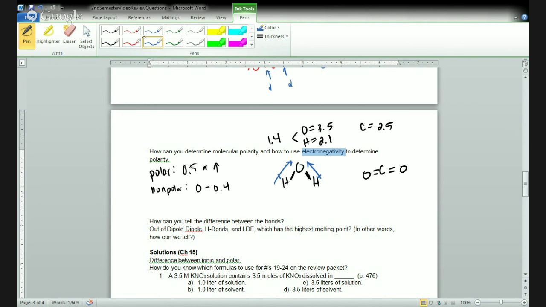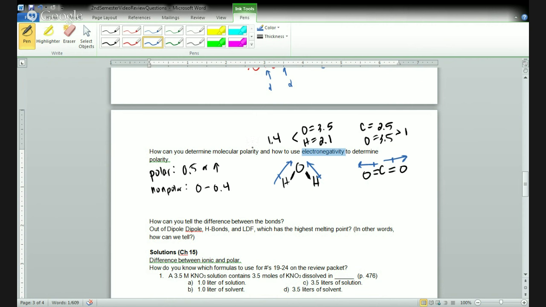If we do the same thing over here, C is 2.5. O is 3.5, which is a difference of 1. So again, we have polar bonds. So in this case, we still point our arrows at the O because that's got the larger electronegativity, meaning it's going to pull the electrons closer to its nucleus. So we have polar bonds in both of these molecules.